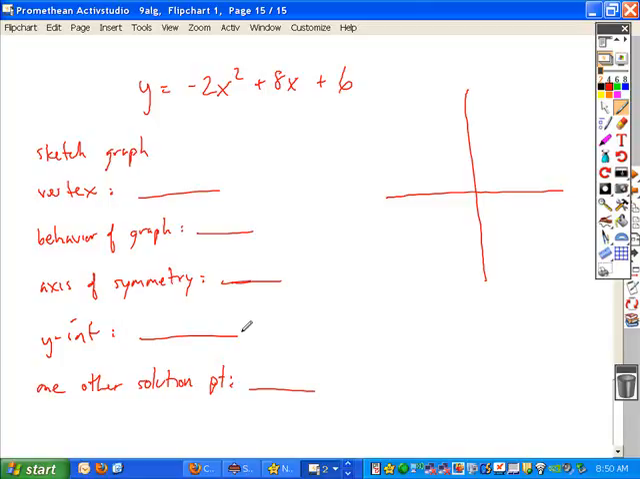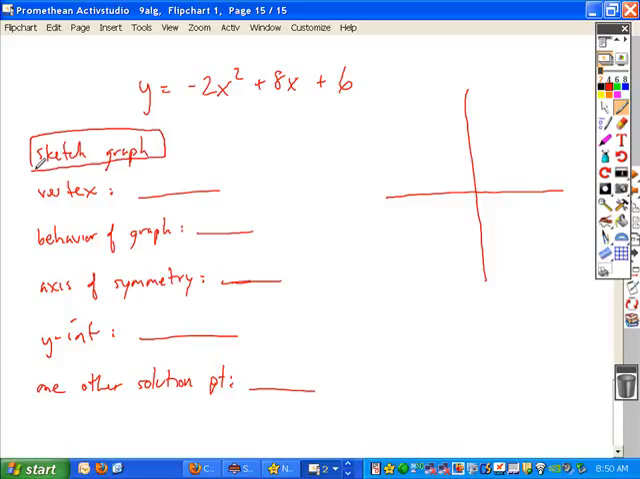y-intercept. So these are the pieces of information that I expect to see. You need to be able to sketch the graph. Sketching the graph involves labeling all of the following things. You should label the vertex. The behavior of the graph just determines is it opening up or opening down.